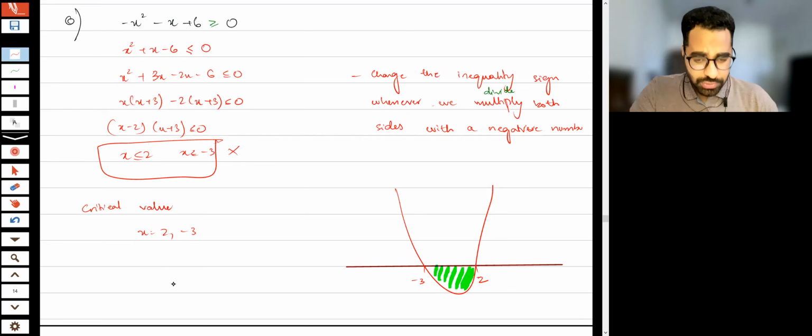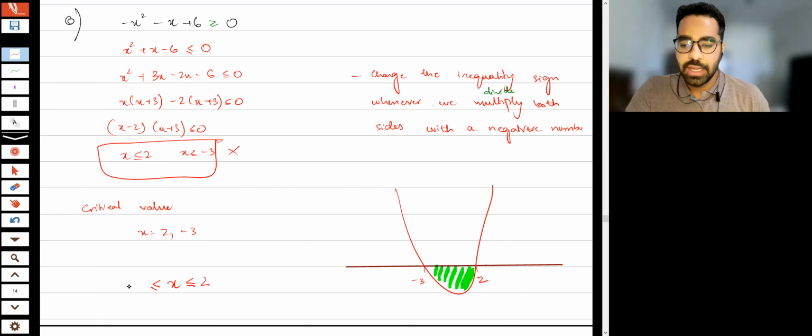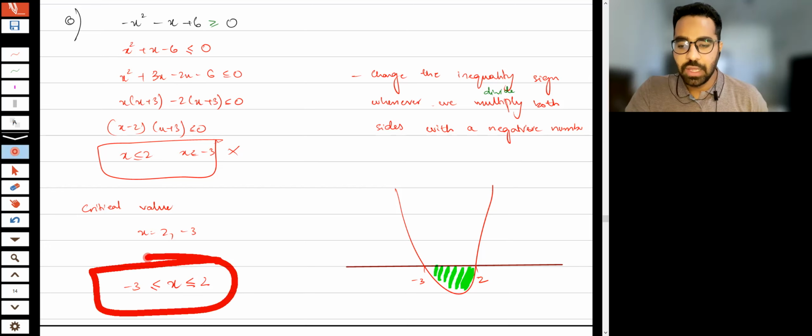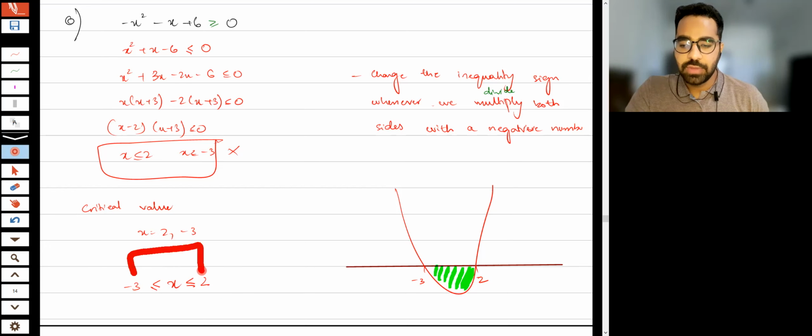So you'll have a continuous answer, which would be that x is less than equal to 2. Okay, x is less than equal to 2 and x is greater than equal to -3. So this whole answer means that your answer is valid from -3 till 2. Okay.